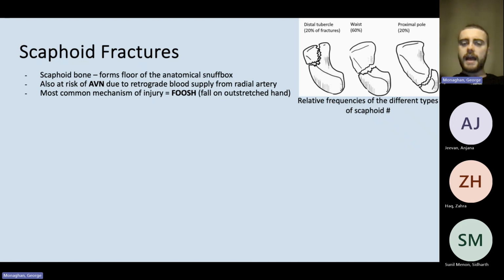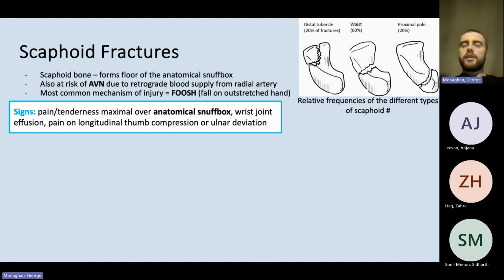And the signs of a scaphoid fracture: we're going to have pain and tenderness over the anatomical snuff box here. Obviously, you can imagine if there's a fracture there, it's going to be painful where it is. Joint effusion, and pain on ulnar deviation and thumb compression. So they're two things, especially the ulnar deviation. An SBA might say pain over the anatomical snuff box and pain on ulnar deviation, for example, and that should get you thinking about a scaphoid fracture.